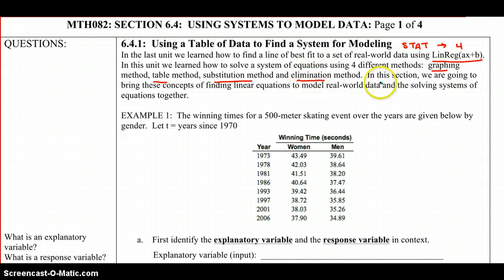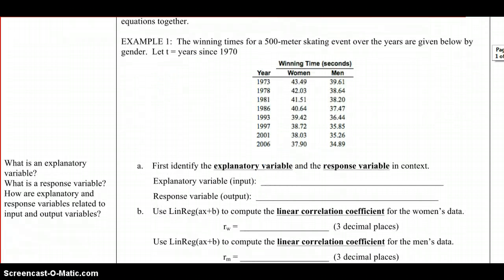So in this section, we're going to bring these concepts of finding linear equations to model real-world data and the concept of solving systems of equations together in one problem. So let's take a look at this first problem. The winning times for a 500-meter skating event over the years are given below by gender. And we're going to let T be years since 1970.